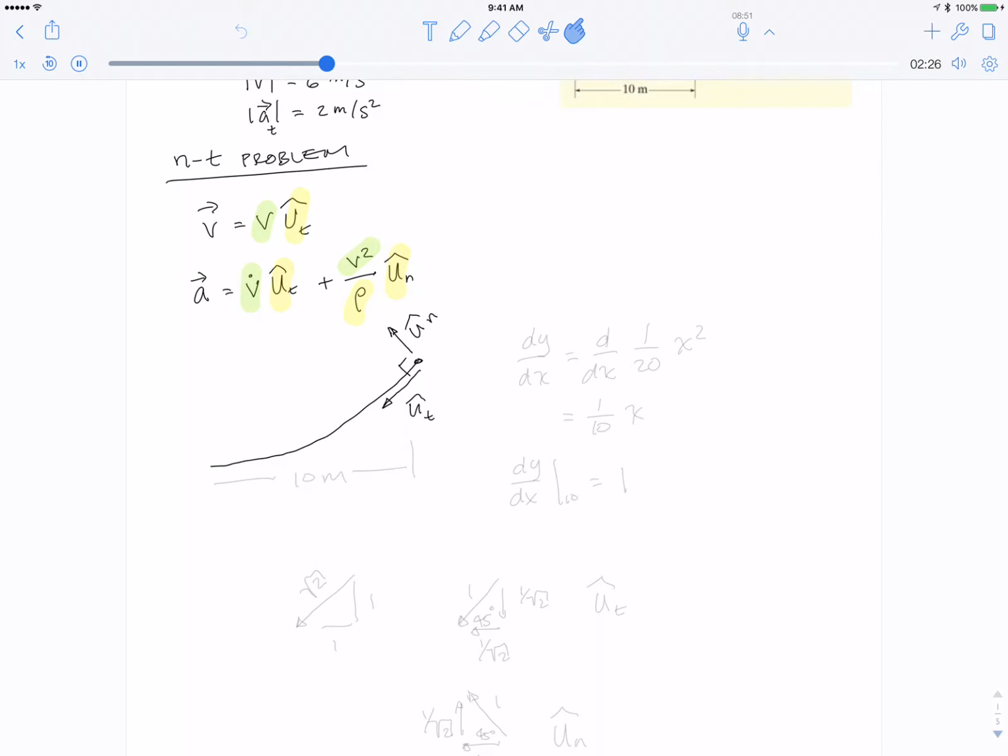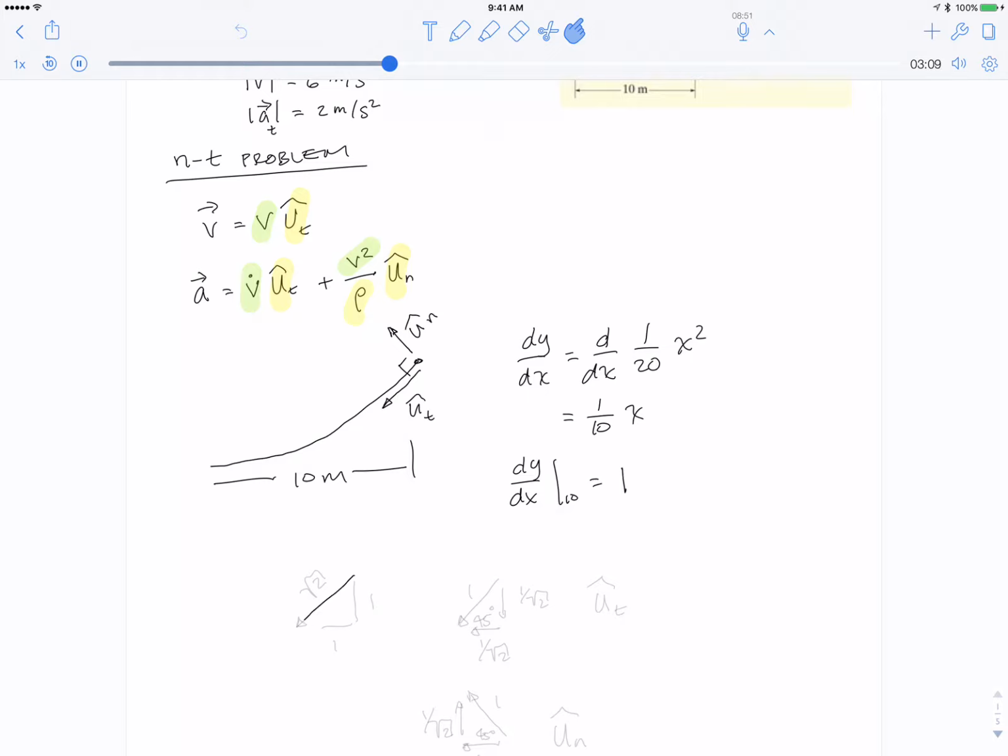Okay, so how do we calculate these? Well, we know the tangent vector is the slope at point A, right? Because the slope is tangent to the curve. So at A, the slope, dy dx, is d dx of 1 over 20 x squared. So the slope is given by the equation 1 over 10 x. And the slope at A, which is at x equals 10 meters, dy dx at 10 is 1. And so that's easy. The slope is 1, which means the angle is 45 degrees.